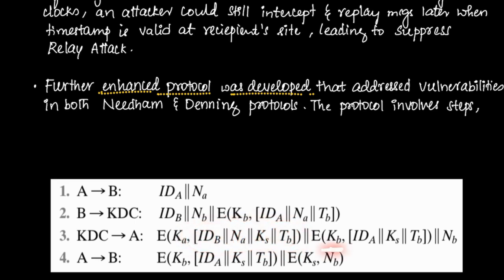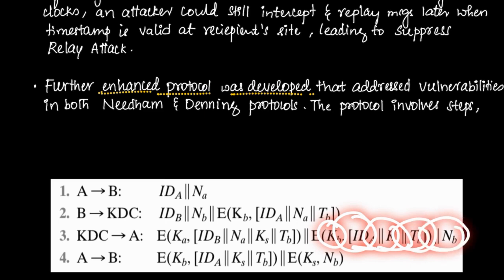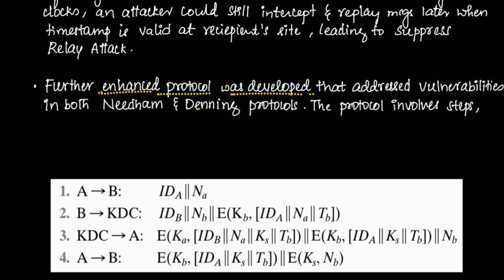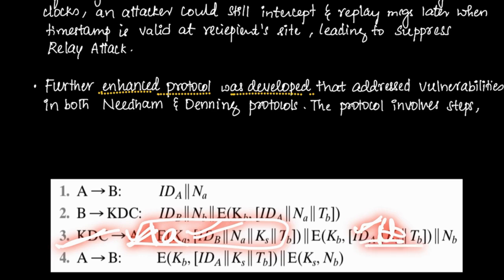Here, coming to the other part, which is encrypted using Bob's secret key KB, which will have again Alice's identifier, session key, the timestamp, and Bob's nonce. So here the KDC securely distributes the session key to Alice and Bob firstly. Each part is encrypted using the respective party's secret key. Here it was for KA and here it was for KB.